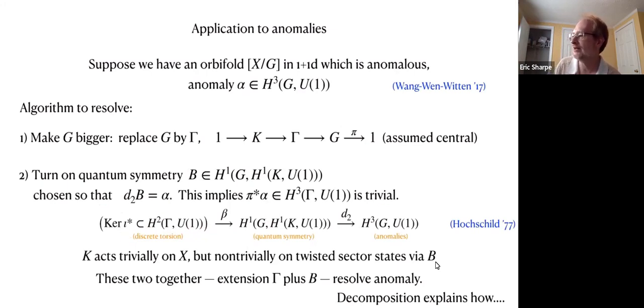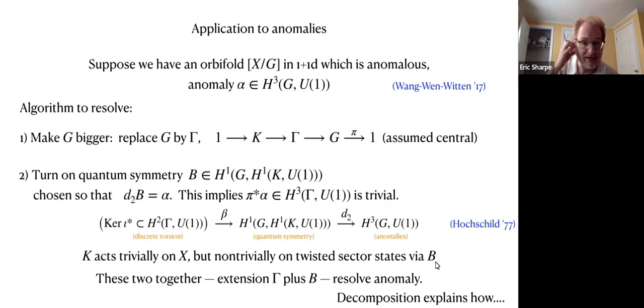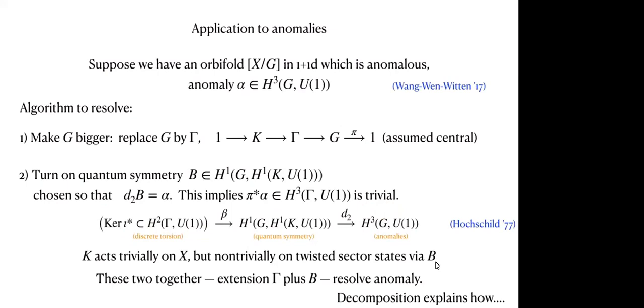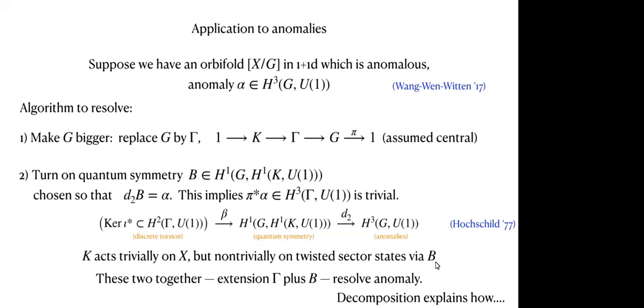What we're taking advantage of is specific to two dimensions, in the sense that it's in two dimensions that the anomaly lands in degree 3 group cohomology. In higher dimensions, the anomaly actually lands in higher degree group cohomologies. In a three-dimensional orbifold, okay, it sounds like you're aware of this, so forgive me. No, it's fine. Exactly. So that's where you will get discrete higher form kind of stuff.